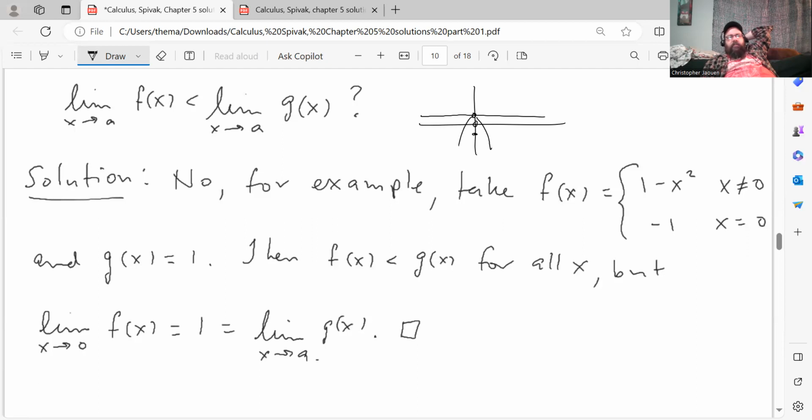And actually, same thing for the limit of g of x as x approaches a. So here, this is not strictly less than. It's less than or equal, but not strictly less than. So this doesn't hold in general.